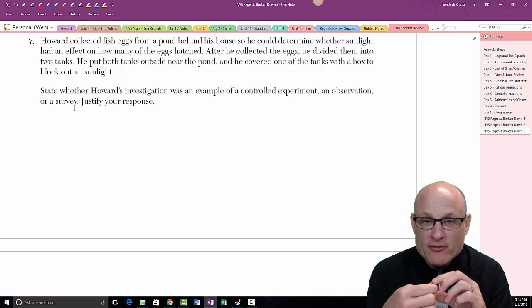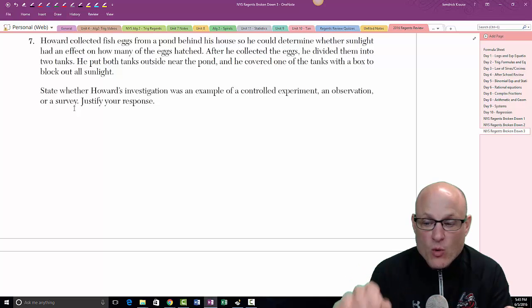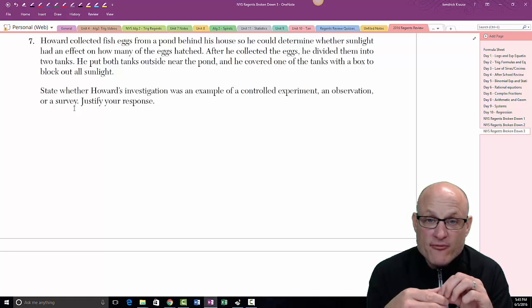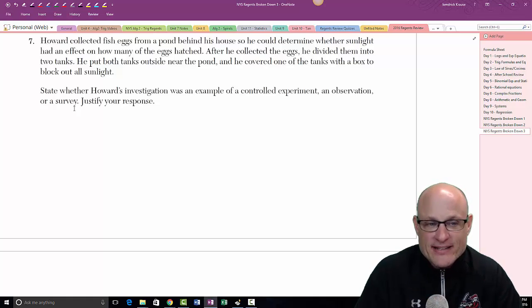So it is an example of a controlled experiment because you selected 2 groups. You gave one the stimulus, or the control part of it, which is the sunlight, and the other the not control part, which is the no sunlight. By doing that and then watching what happens, you're controlling the experiment and you're controlling what goes on. So that's the answer to that question.